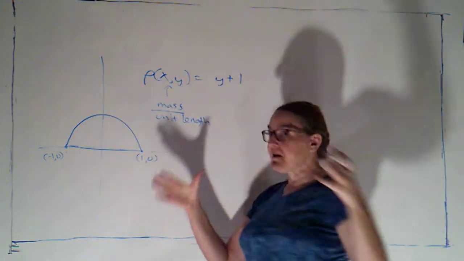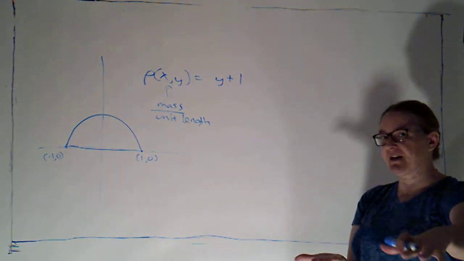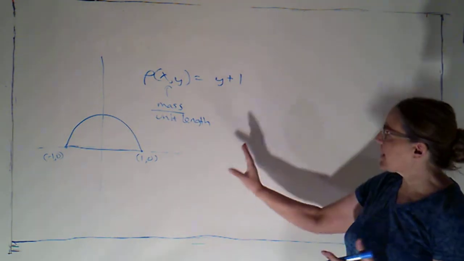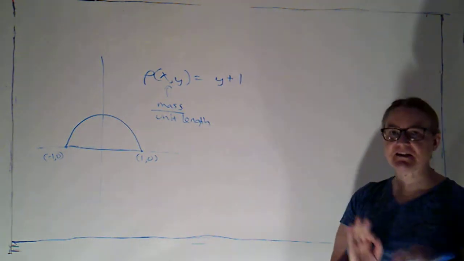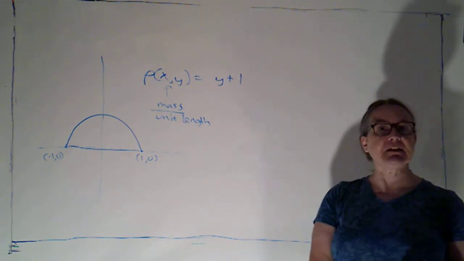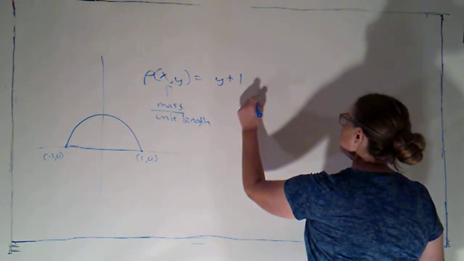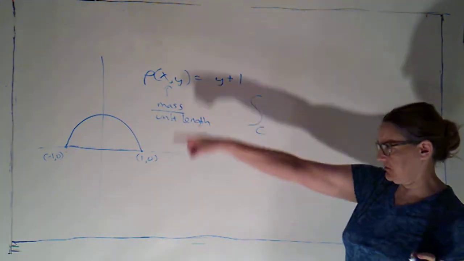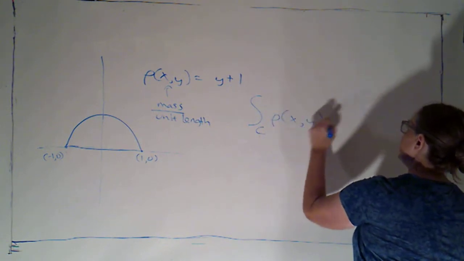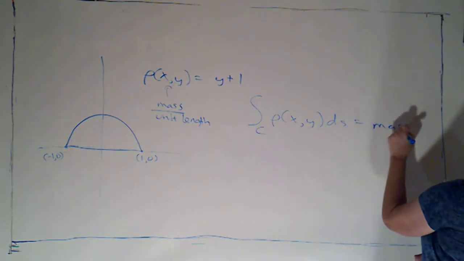So when we have a three-dimensional object, it's mass per unit volume. When we have a two-dimensional lamina, density would be mass per unit of area. If I've got a one-dimensional object, and I'm treating this thin wire as if it's one-dimensional, then the density function is mass per unit length. So if I say that C is the boundary of this wire, and I integrate the density function ds, that should give me the mass of this wire.